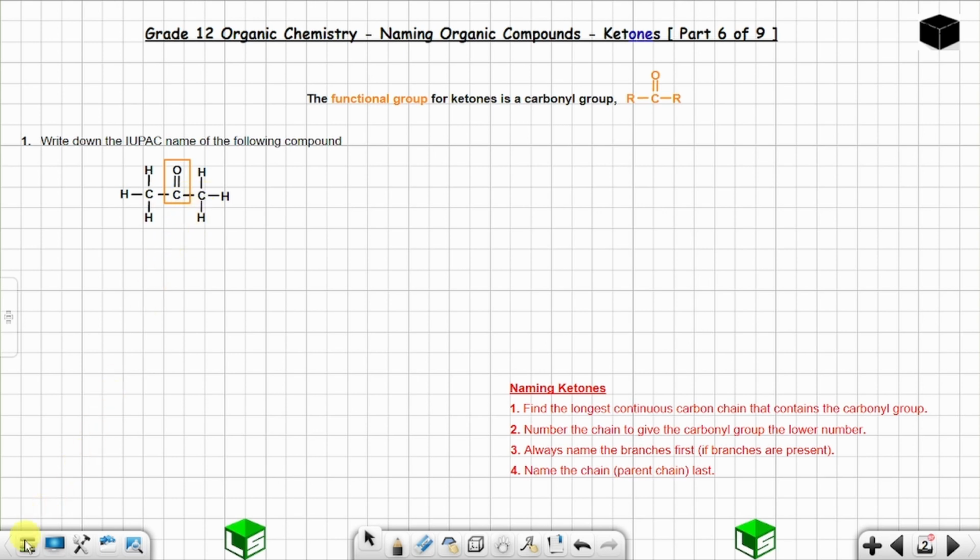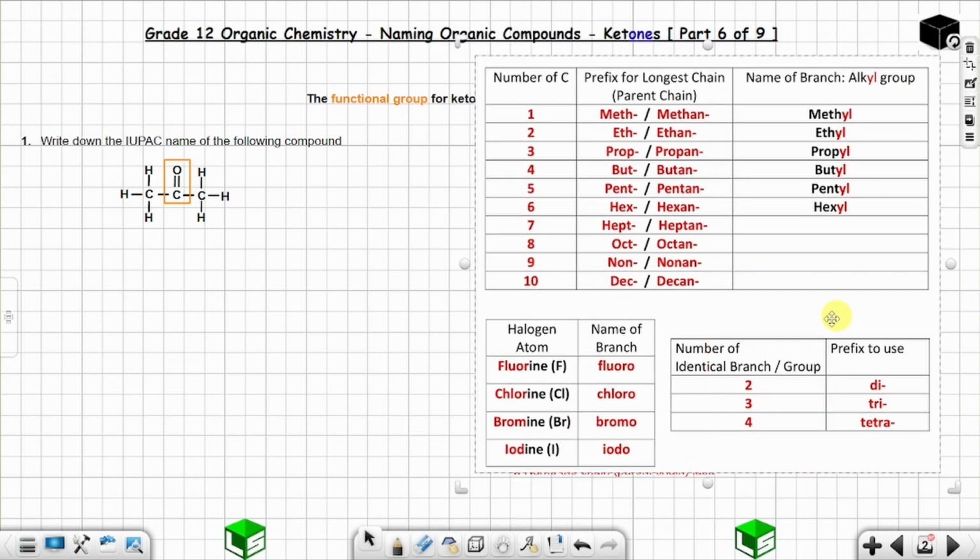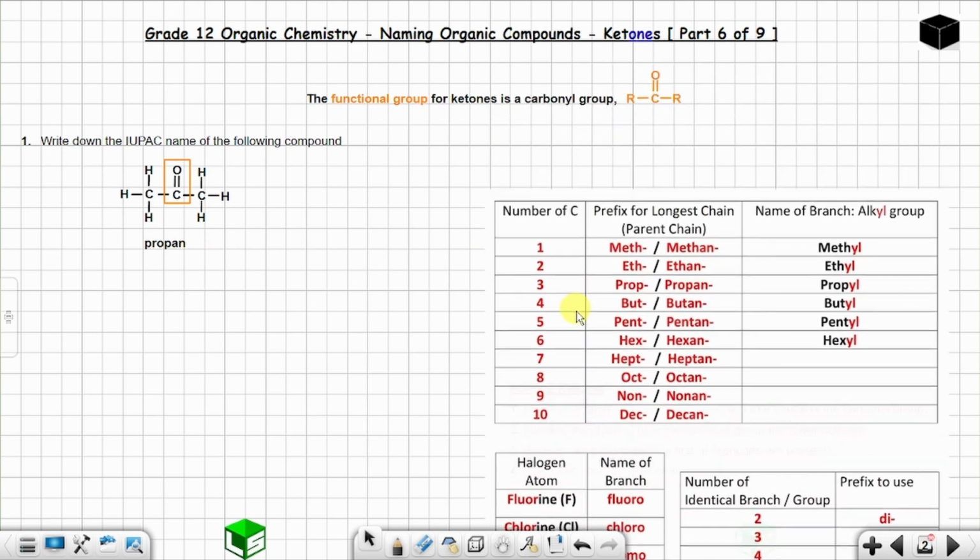You are going to use this prefix. Let me show you. You are going to use this prefix, propan, when you have 3 carbon atoms in the parent chain. And you are going to follow this with the suffix ONE, one. Now question 2, write down the IUPAC name of the following compound.